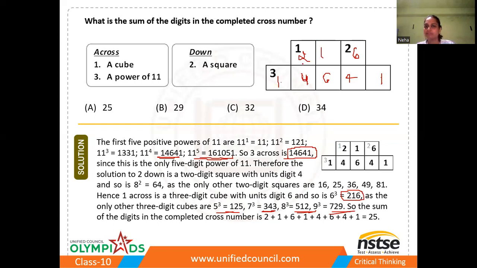Now my cross number is complete. Correct? So they are asking for the sum of the digits in the complete cross number. So you can just add all these numbers and you will get 20. A is the right answer. Correct?